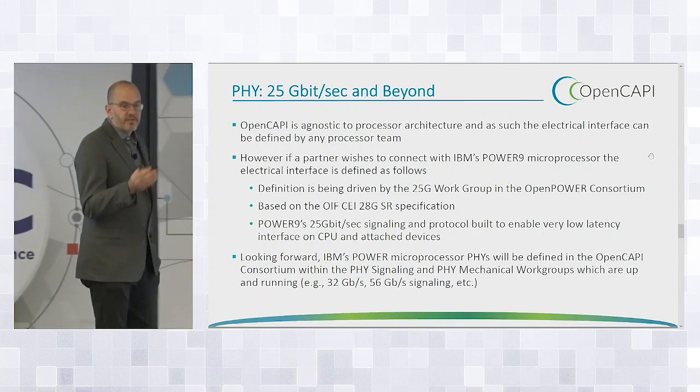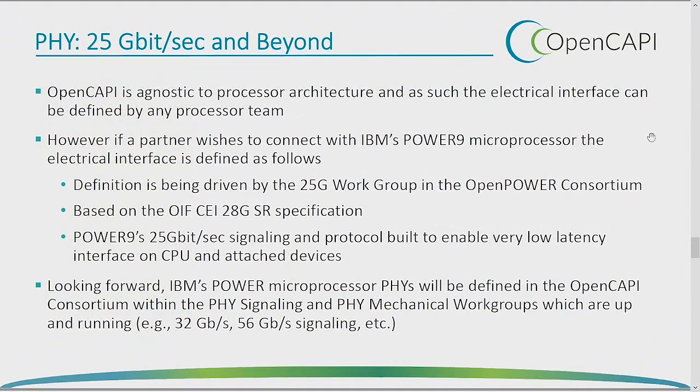A little comment here on signaling technology. Right now we're at 25 gig, which is what our processors today support. We have a roadmap going out to about 2021 currently, which shows us going to 32 gig and 56 gig, the type of frequencies we're looking at doing in that 2021 time frame.